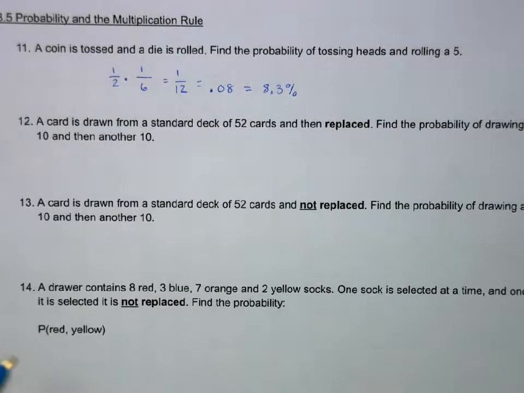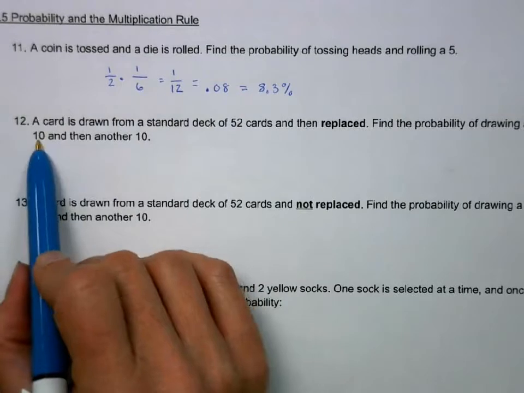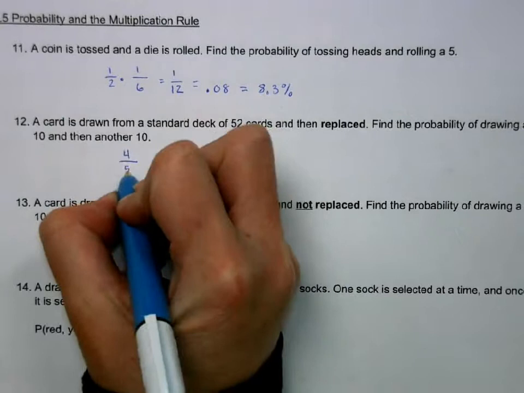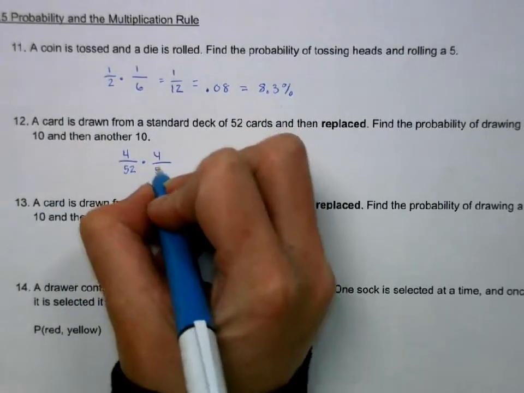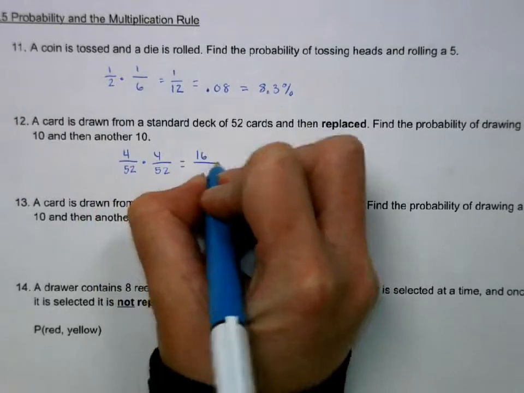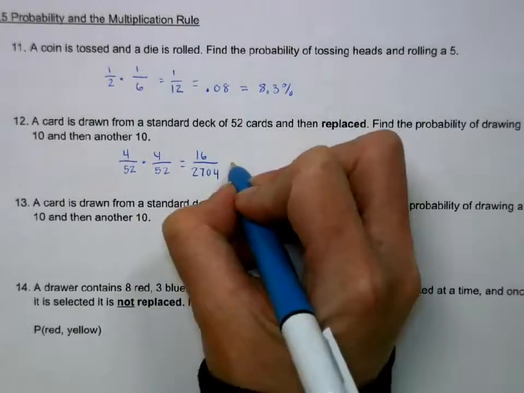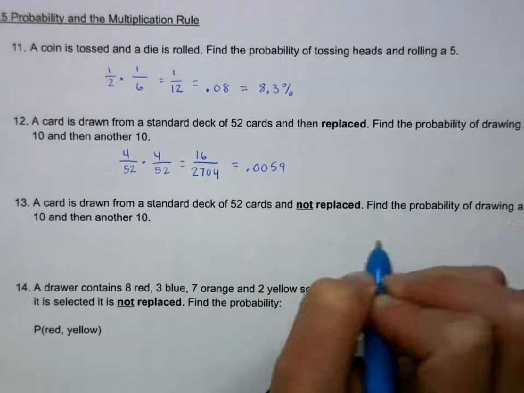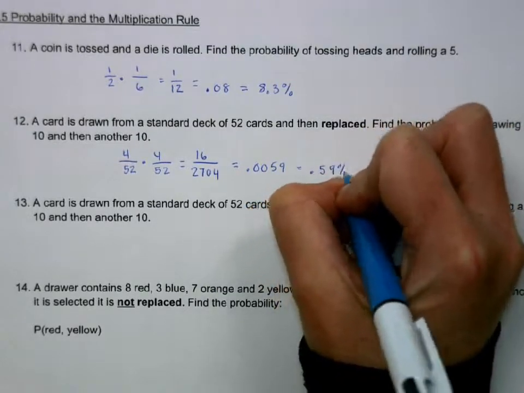Okay, these next two are similar with a very key phrase that's different. So find the probability that a card is drawn from a standard deck of 52, then replaced. So what is the probability of drawing a 10 and then another 10? So we pick the 10. There are 4 10s in the deck. Then we're putting it back. So there's still 4 10s in the deck, and there's still 52 cards. So that's 16 out of 2704, which is a small number, so 0.0059 as a decimal, which is 0.59%. So not even 1% chance that happens.